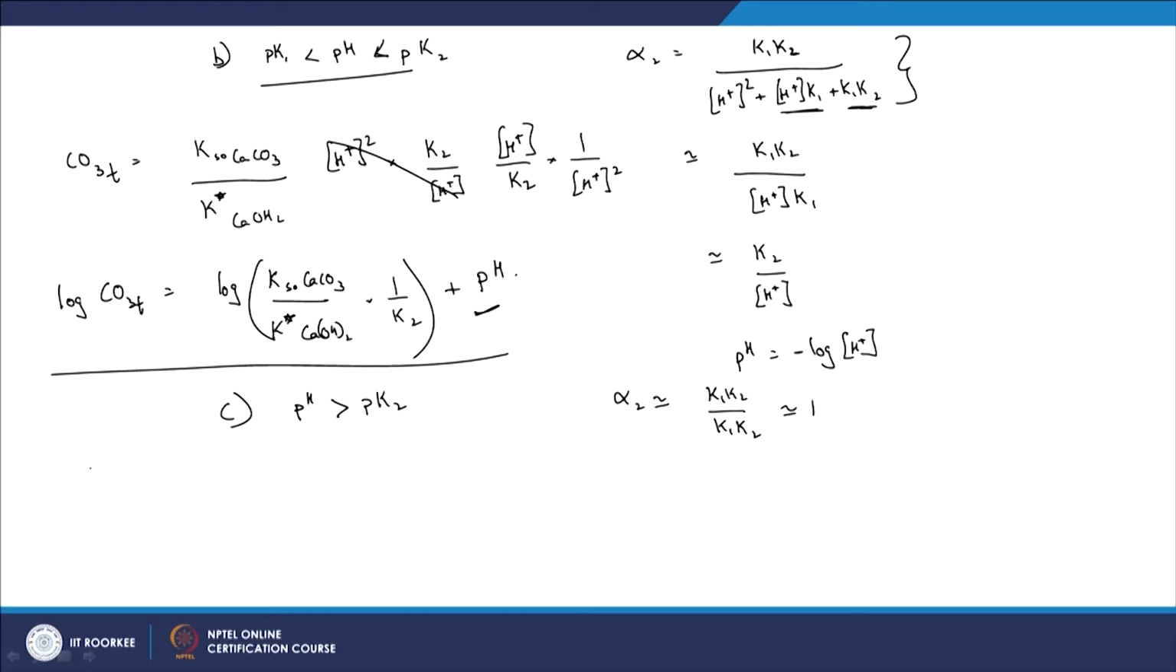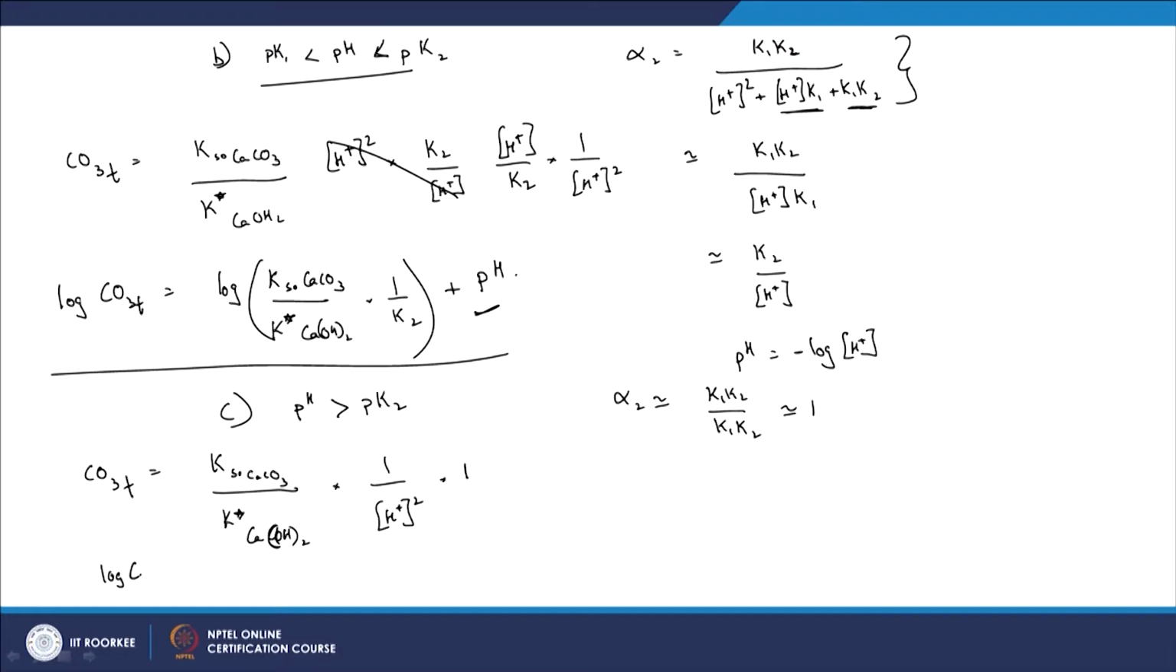So obviously I am going to plug that in here, and CO3 total is going to be equal to Ksp of CaCO3 by K star Ca(OH)2 twice, into, what else do you have here? I have 1 by H plus square, and alpha 2 is 1, so 1 by alpha 2 will be 1. So now if I take the logarithm of this particular equation, what do I end up with?